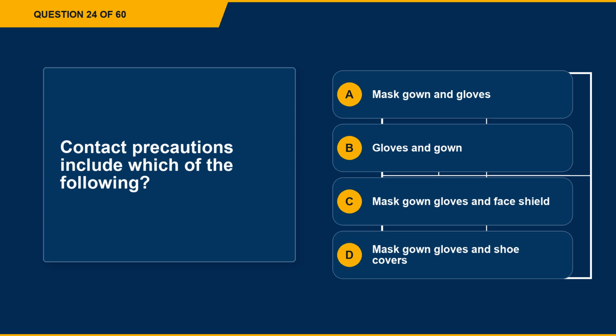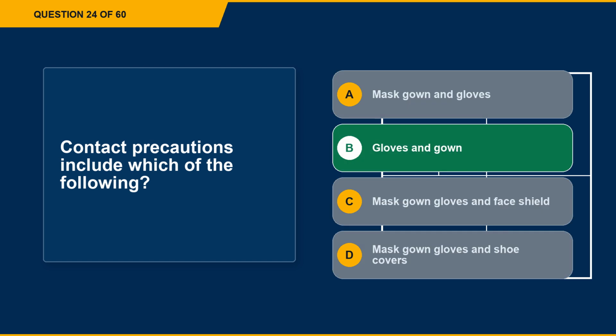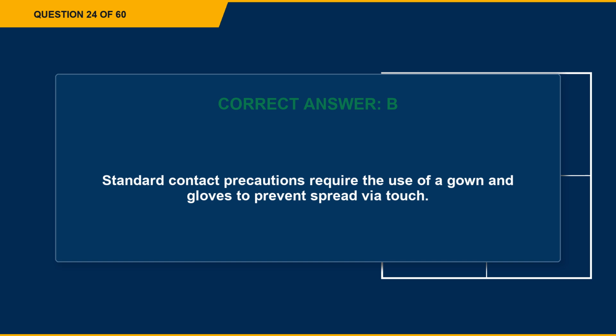Question 24. Contact precautions include which of the following? Option A, mask, gown and gloves. Option B, gloves and gown. Option C, mask, gown, gloves and face shield. Option D, mask, gown, gloves and shoe covers. The correct answer is option B, gloves and gown. Explanation. Standard contact precautions require the use of a gown and gloves to prevent spread via touch.